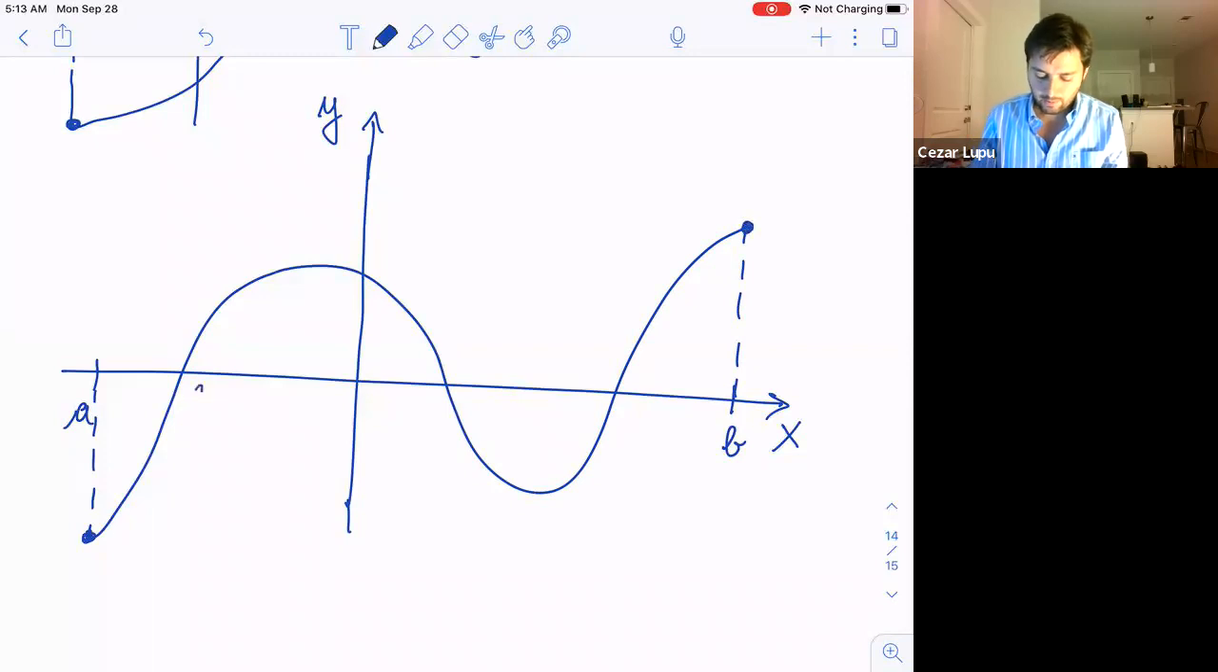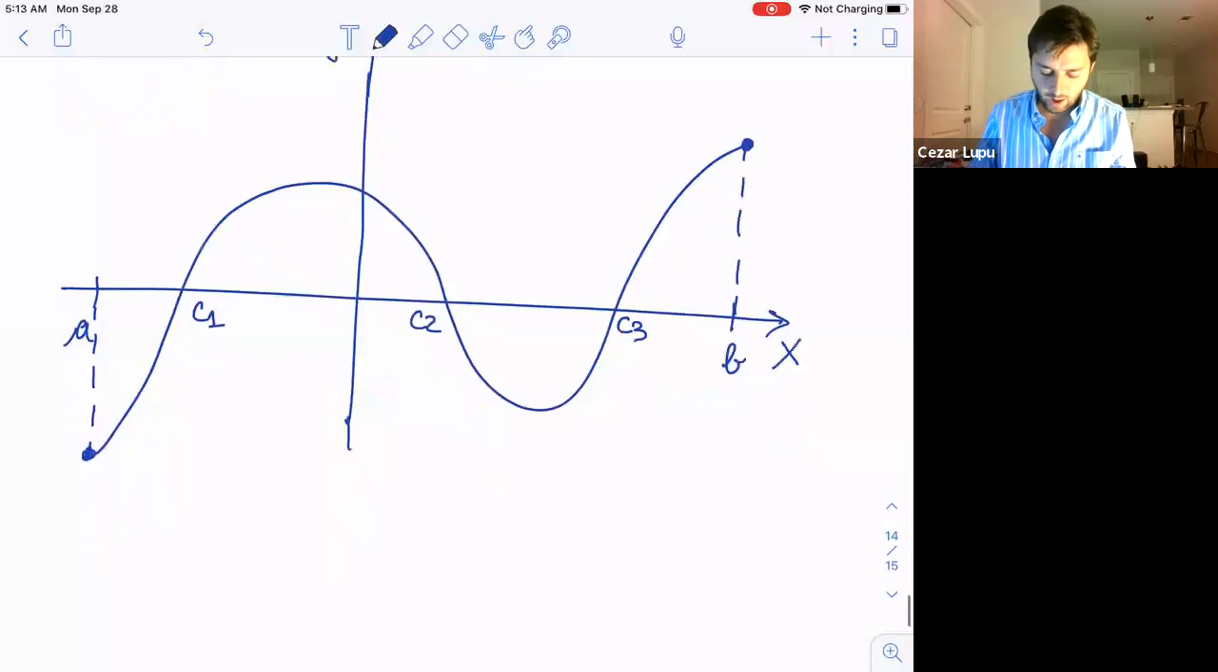Right? So here we have C1, C2, C3, right? So it has 3 roots here, but the theorem says that a function which has the intermediate value property will have at least one root. Now let's see an example. How do we operate with this?